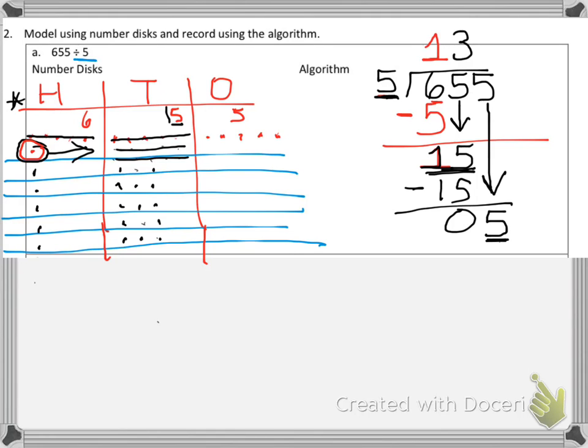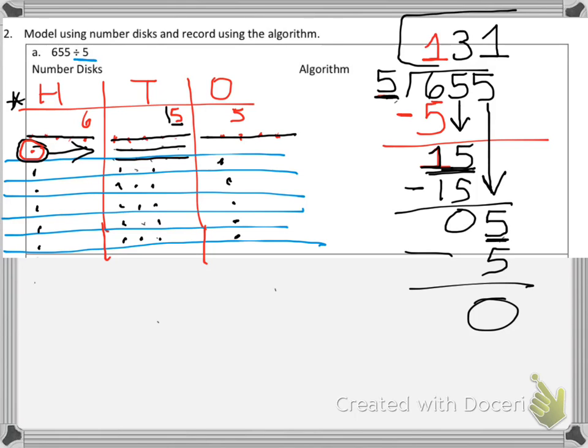And I know that I can put 1 dot in each space. 3, 4, 5. And I use them all up. So 5 divided by 5 is 1. I used up all my 5 dots. 1 times 5 is 5. I subtract and I get 0. There are no remainders.